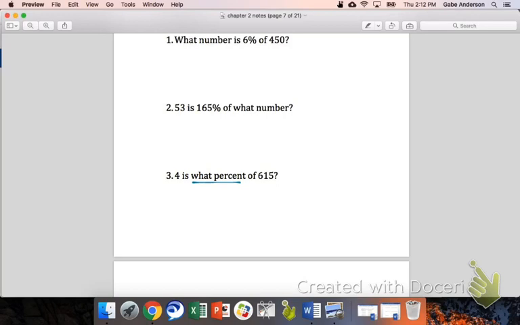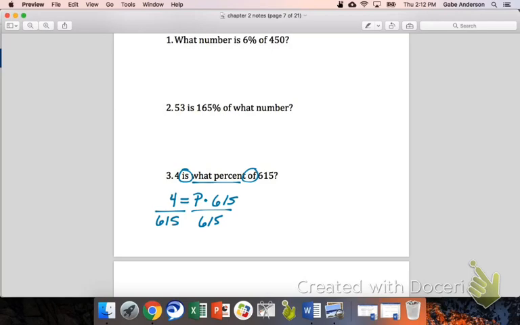I'm going to go ahead and write 4, and then the word "is." We're going to pretty much always translate that as equals. What percent? Well, that's my unknown. I'm going to use the letter P to help me remember that it's a percent that I'm trying to find. The word "of" means to multiply, and then of course 615 is what we are finding the percent of. Okay, so in order to find what P is, we need to get rid of the 615. So similar to the last one we did, we are going to divide both sides by 615.